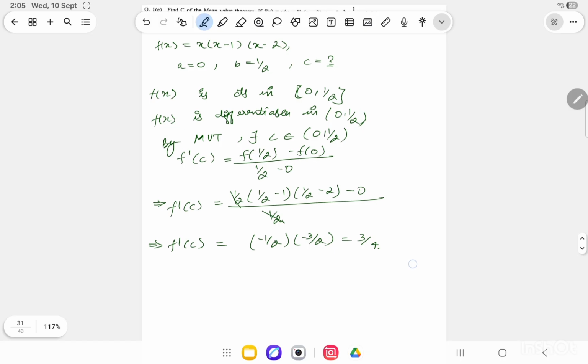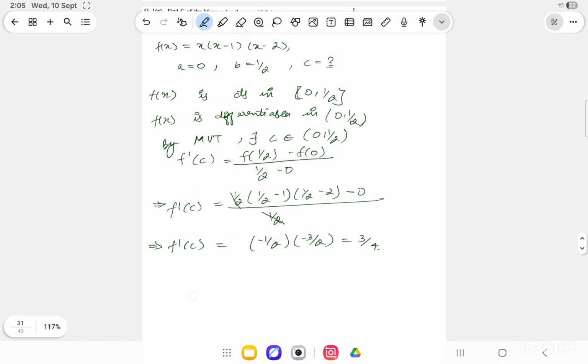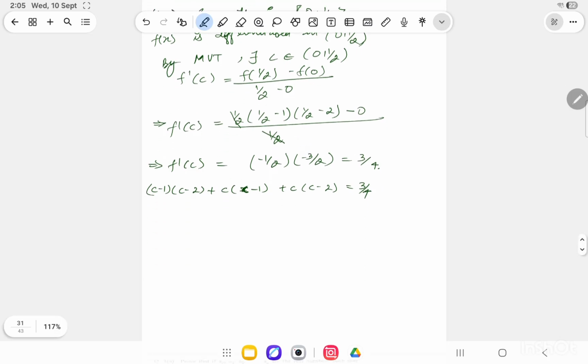So if I take the derivative of the function f(x) at x equals c, that will be (c-1)(c-2) + c(c-1) + c(c-2), and this must be equal to 3/4. If I simplify it, I'll get c² - 3c + 2 + c(2c - 3) equals 3/4.